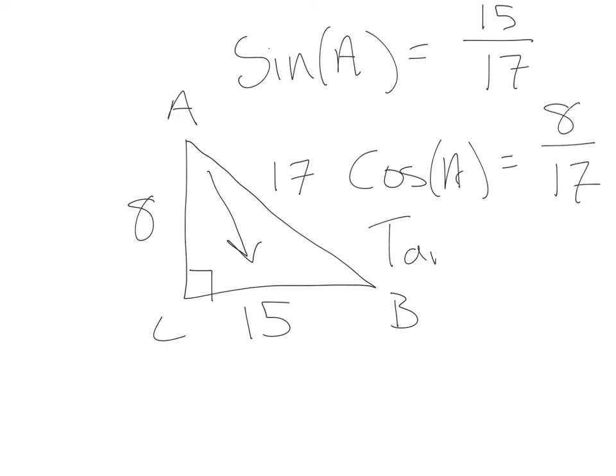And finally, tangent, we'll call that tan of angle A, is equal to opposite over adjacent, so 15 over 8. And those are your trigonometric ratios for that triangle. You don't always know all of the sides, though. So instead of finding the sine of an angle, sometimes you need to find the side of a triangle using an angle. So let's look at what that might look like.